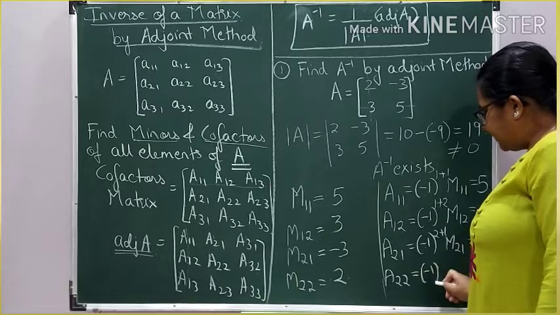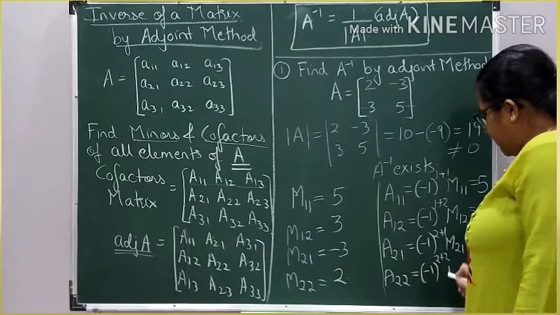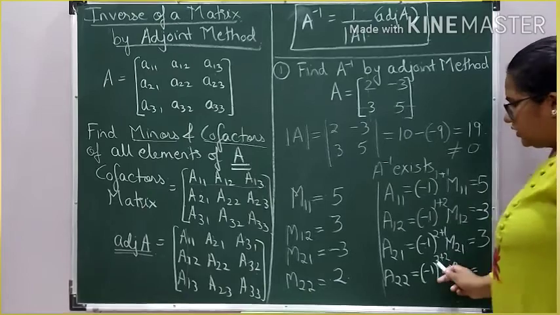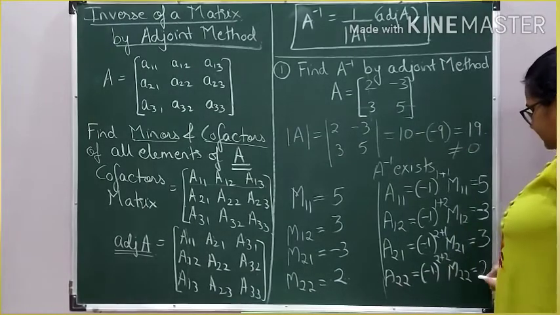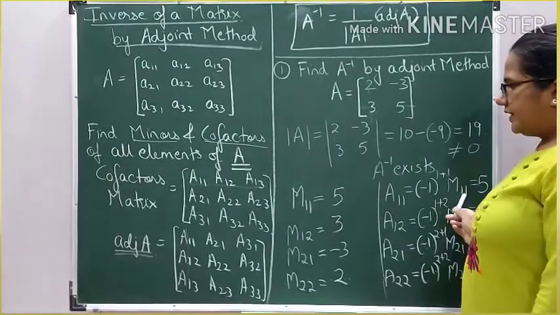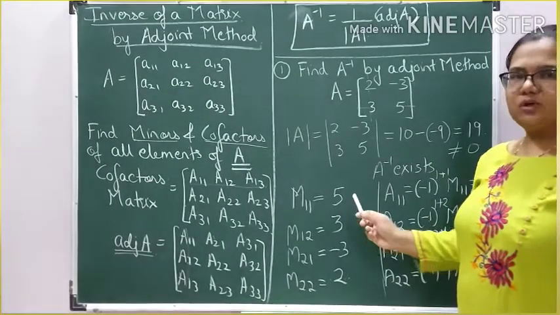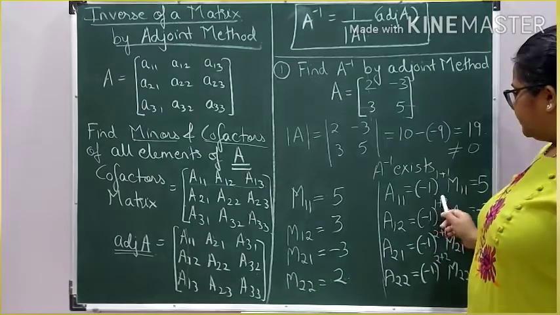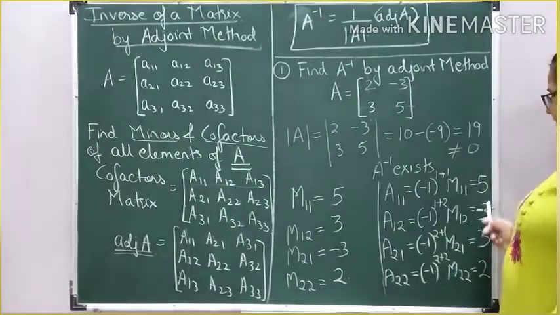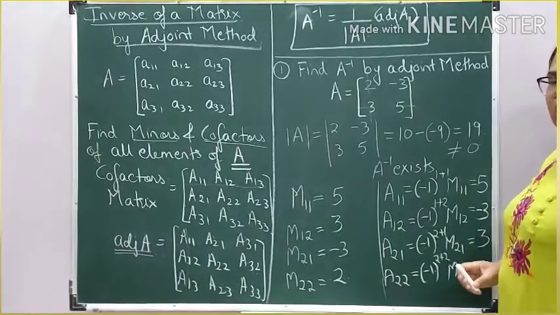A22. Minus 1 to the power 2 plus 2 into M22. Now 2 plus 2 is 4. So 1 into 2 will become 2. See, you can see here the minors and cofactors have the same magnitude; only where the sum of the powers is odd, the signs will get changed. So now you have found out the cofactors here.